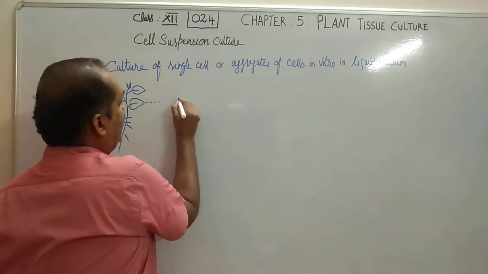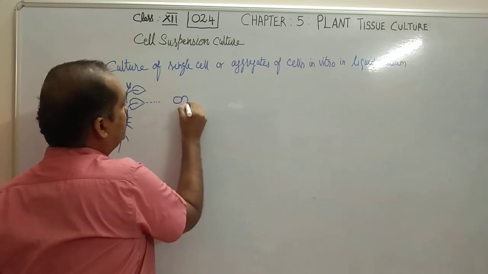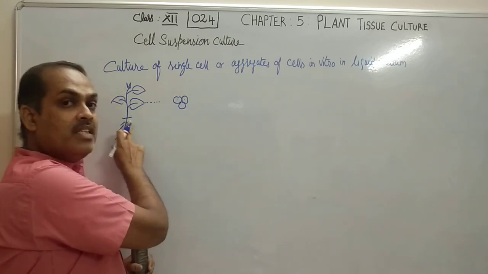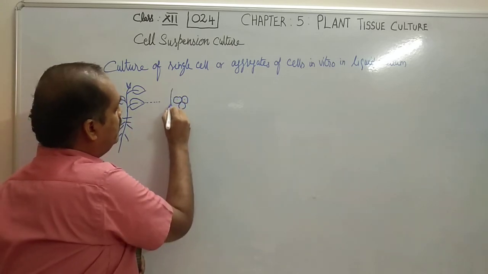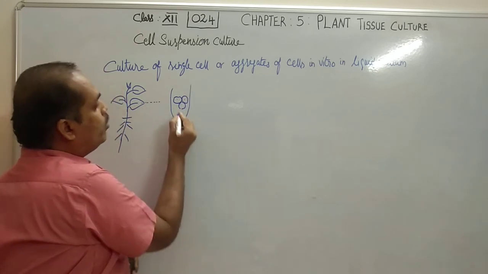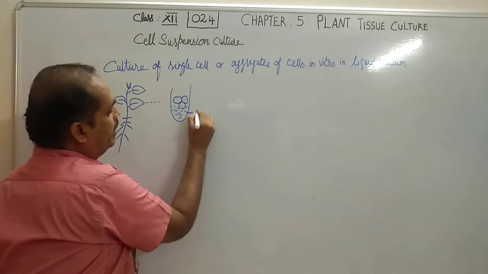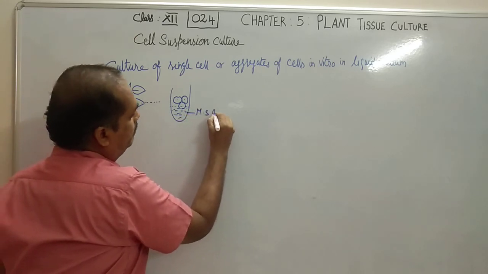So, the explant I am taking is nothing but a group of tissues, and this tissue which I have taken from this selected plant is placed in a suitable medium. So, I am placing it in a suitable medium, preferably this liquid medium. We can take it as MS medium.